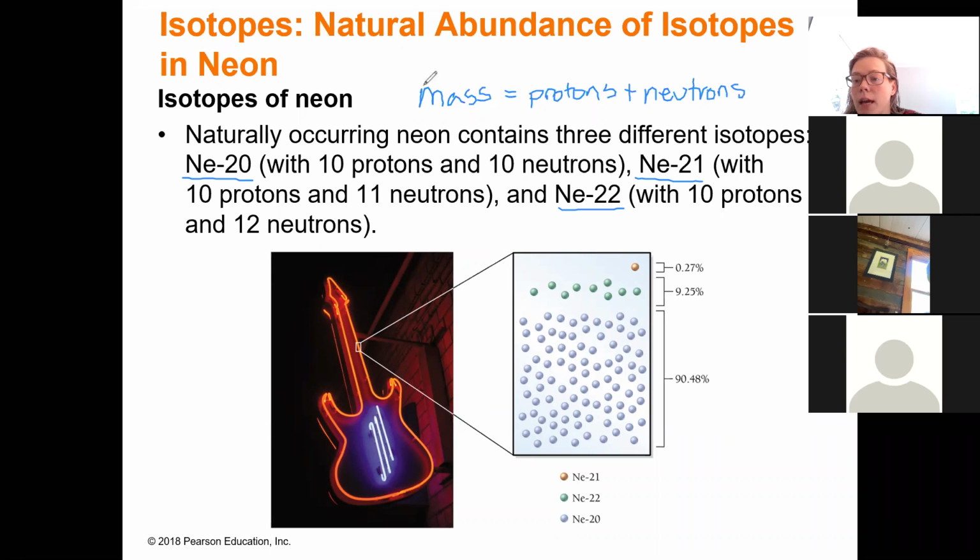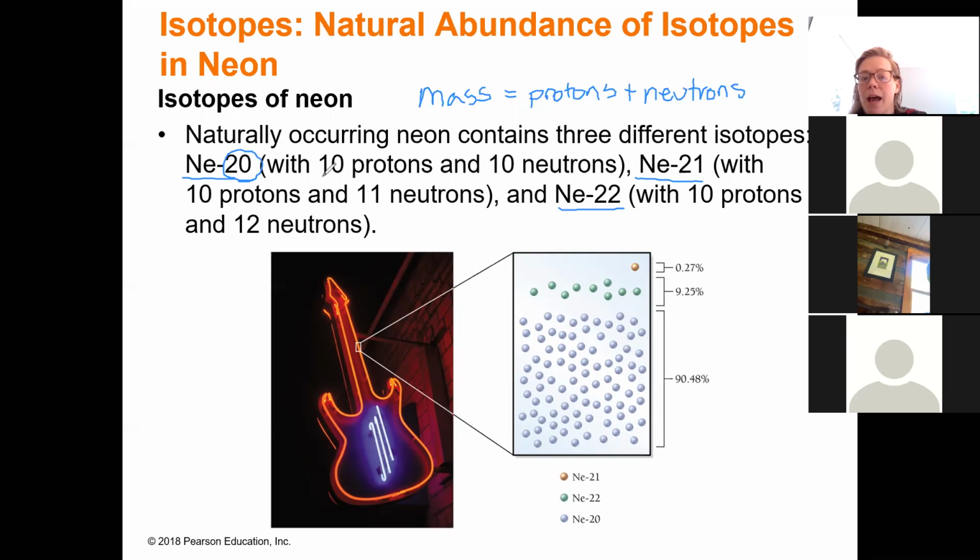Why don't we include electrons in mass? Because they don't have a mass. I mean, they do, but it's so tiny, it doesn't affect the mass. So electrons have a charge change, but they don't affect the mass. So when this says neon 20, the 20 is referring to the number of protons and neutrons in the nucleus.